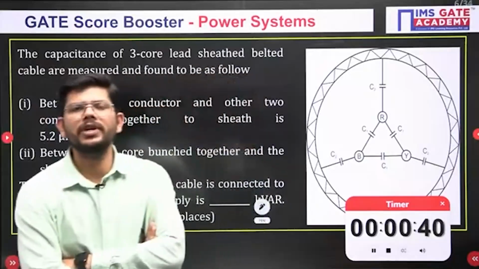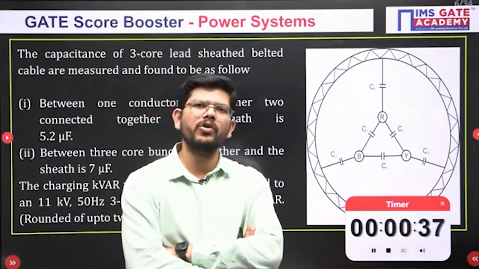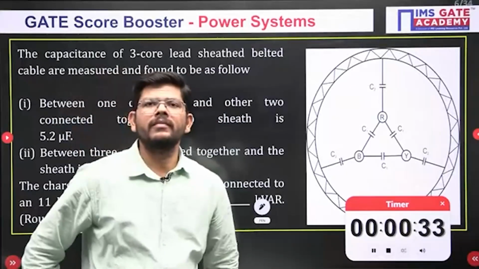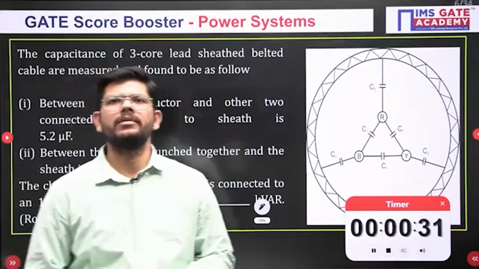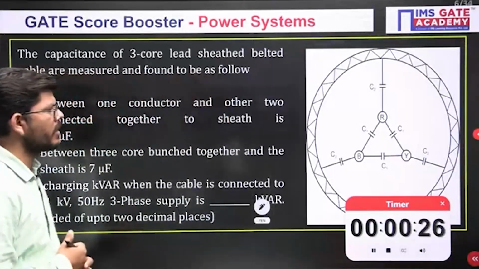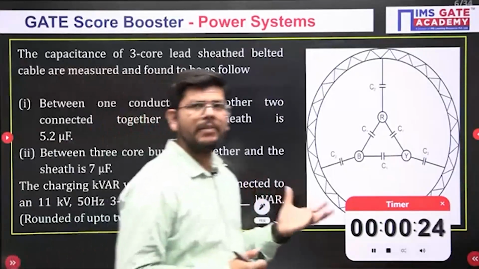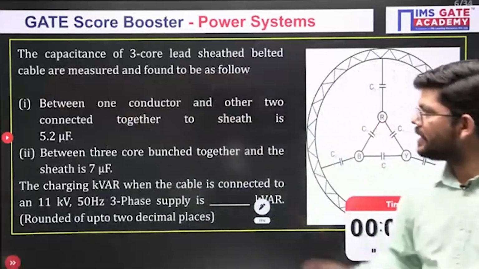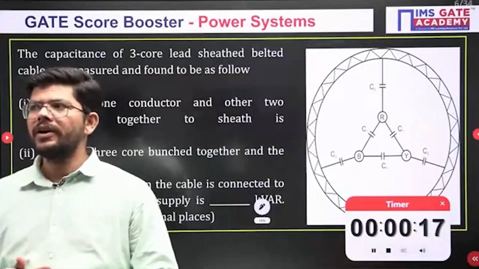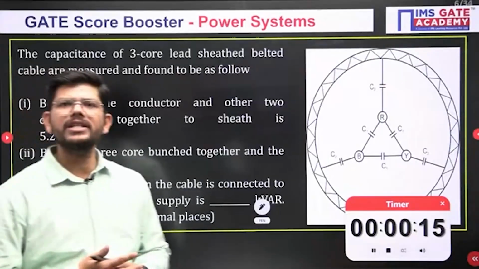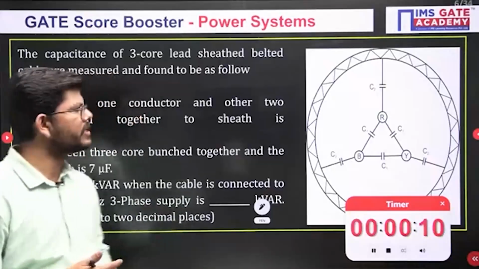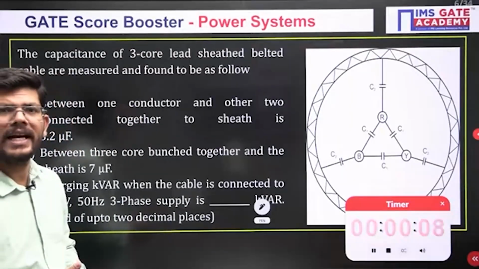So we have the last 40 seconds left, guys. I hope you are able to solve this question as well. We have a 3-core belted cable and you have to apply these two conditions to calculate the capacitance per phase. Okay. Now, if you are able to get that, then you have to calculate the charging kVAR. So, Prakhar is getting an answer of 395 kVAR. Okay, let us check. Last 10 seconds. Any other answer?